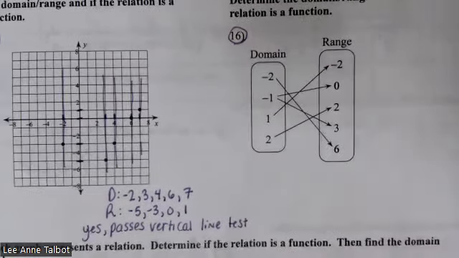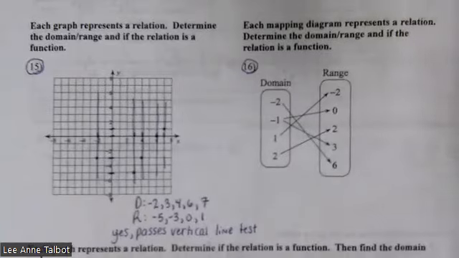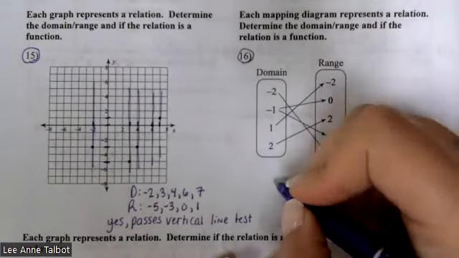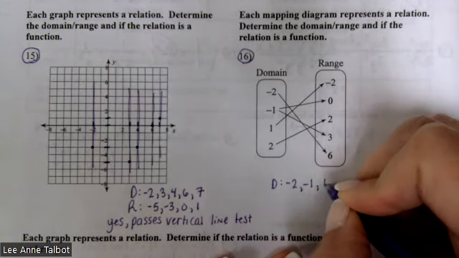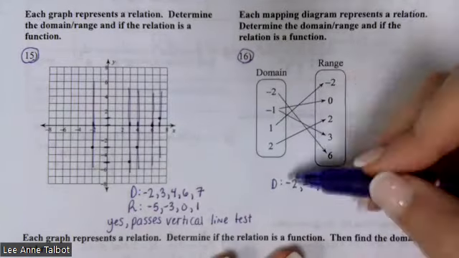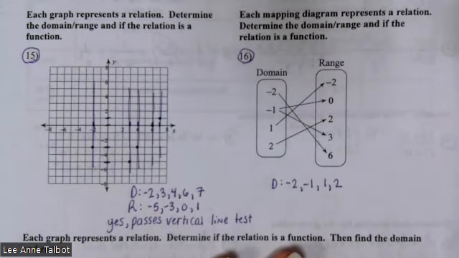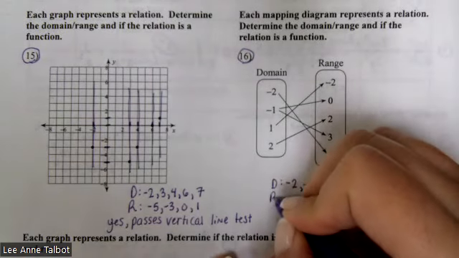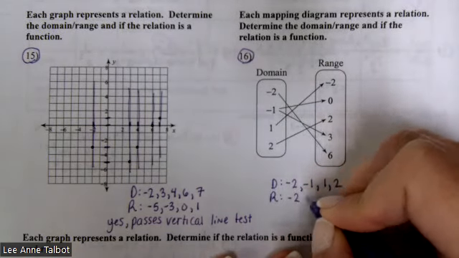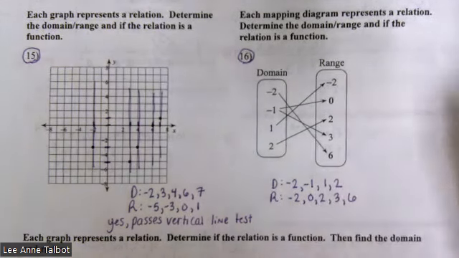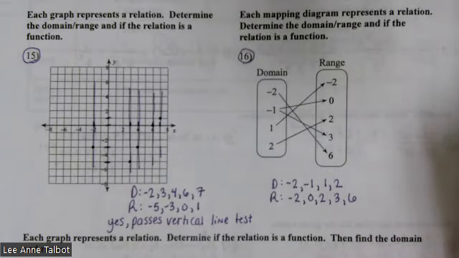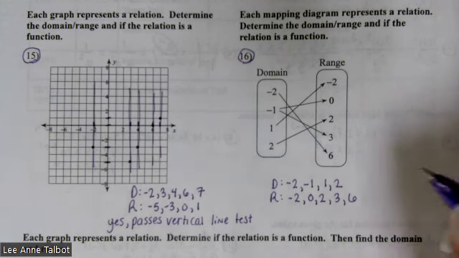Okay, so now we're going to do the mapping. The domain is -2, -1, 1, and 2. And look how lucky we are. It tells us that that's the domain. The range is -2, 0, 2, 3, and 6. Okay, so that's the easiest domain and range ever.